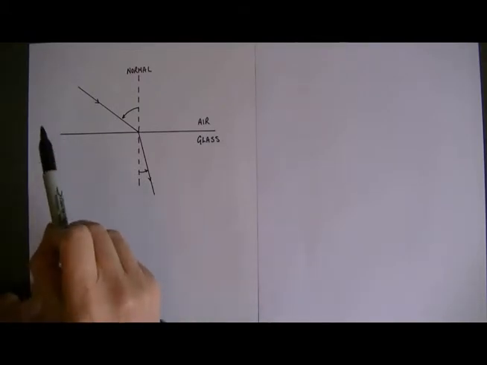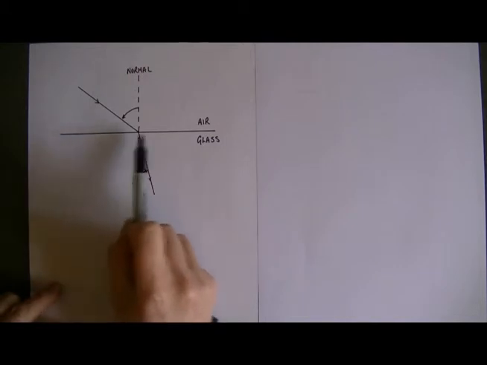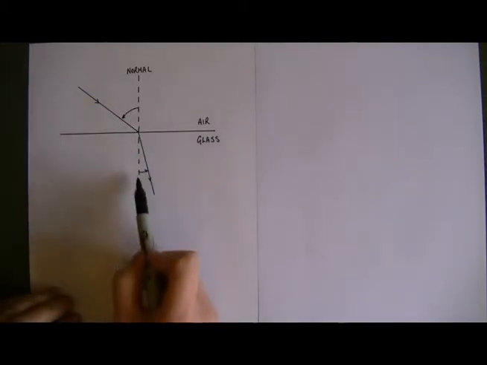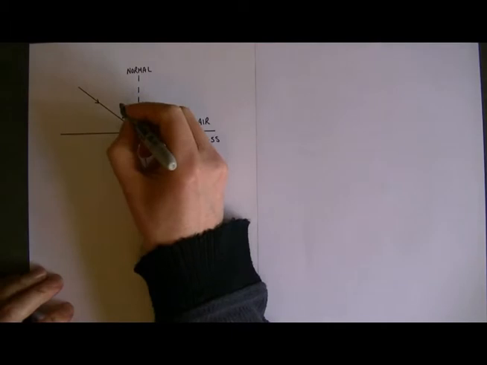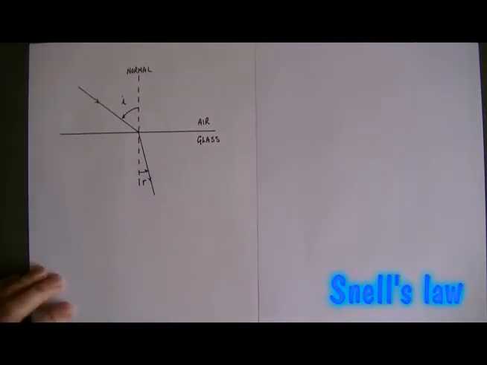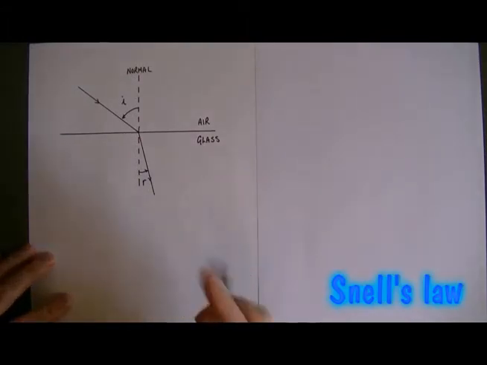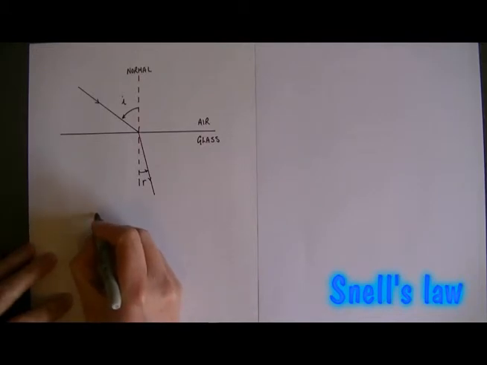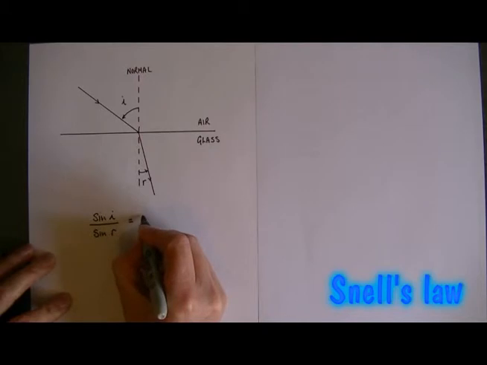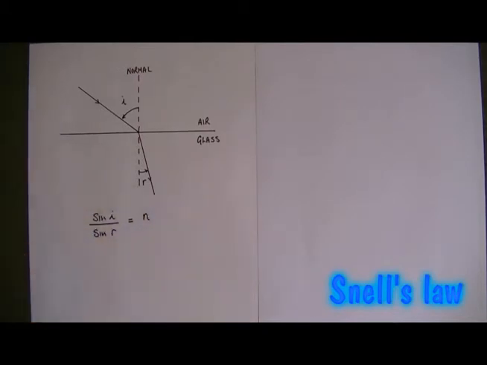Here we can see a ray of light being refracted as it crosses the boundary between air and glass. It was a Dutch mathematician and astronomer, Snell, who first found a rule that links the two angles marked here. This one we'll call the angle of incidence I, and this one the angle of refraction R. And Snell found that the sine of angle I divided by the sine of angle R was equal to a constant n that he called the refractive index.